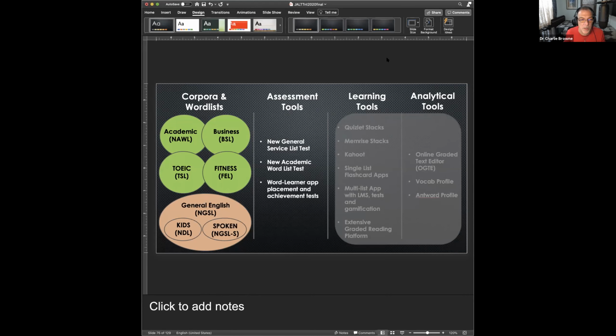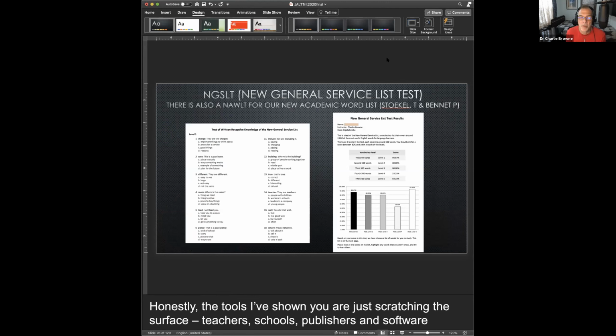One of the first really strong resources developed for the New General Service List and the New Academic Word List is known as the New General Service List Test and the New Academic Word List Test, NGSLT and NAWLT. These two resources were made by Tim Stoeckel, I think actually it's a C in his name there, I should probably change that before I forget, and Phil Bennett. They've worked for years on these tests, and they've published a number of articles on them. I think they have pretty much the highest published reliability and validity statistics on any vocabulary test out there. So these are really solid vocabulary tests.